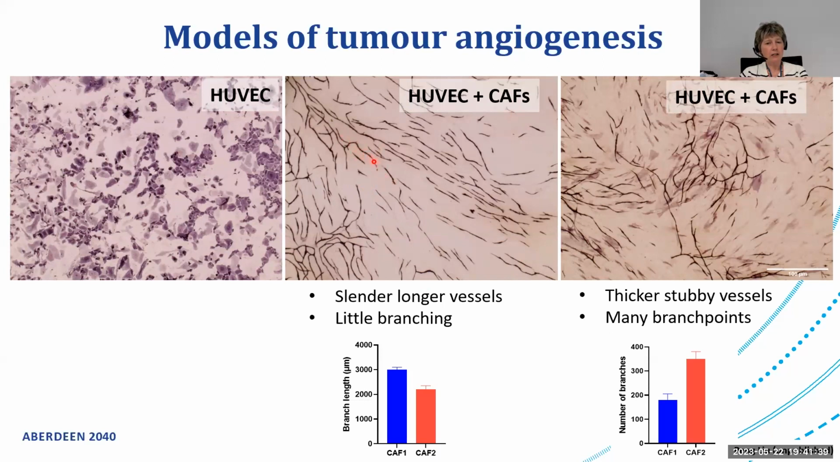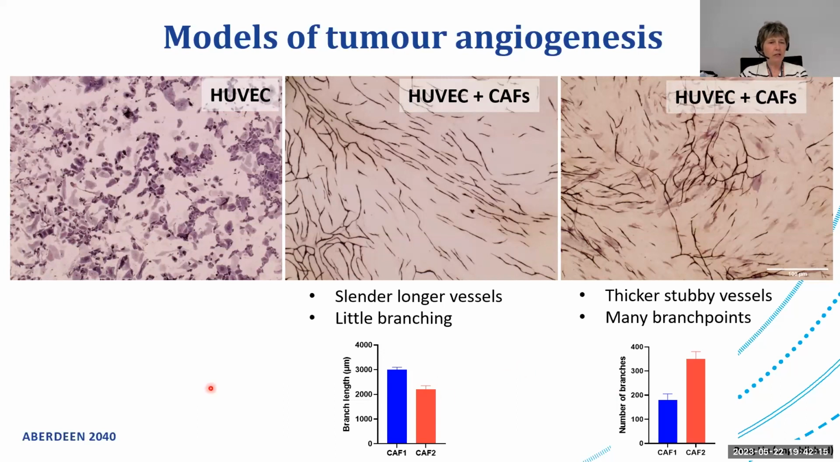Here we can see some slender vessels forming with very little branching, whereas with this particular carcinoma-associated fibroblast, the vessels are a lot shorter, they're more stubby, and we're seeing quite a lot of branch points. And we've done various measurements on these to show the differences in both the branch length and the number of branches across different fibroblast subsets. But we wanted to see if we could use these models in our organ-on-a-chip models.